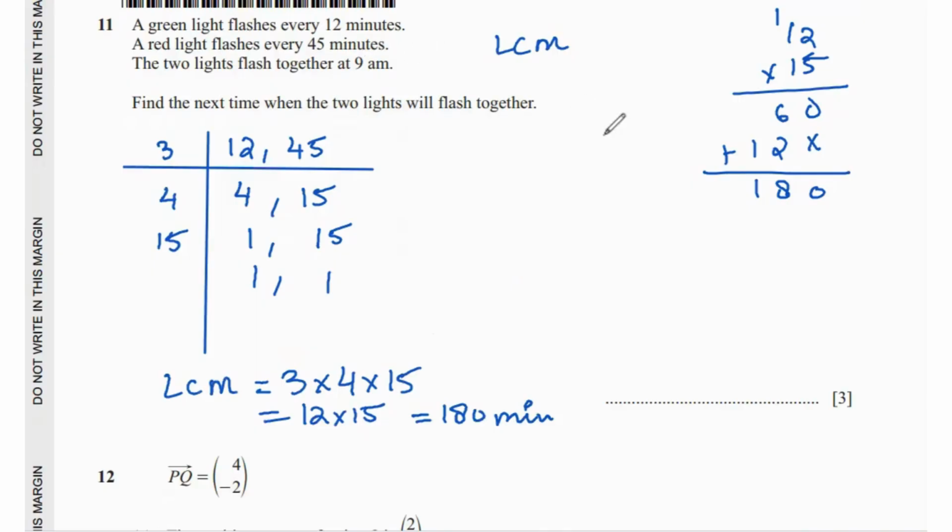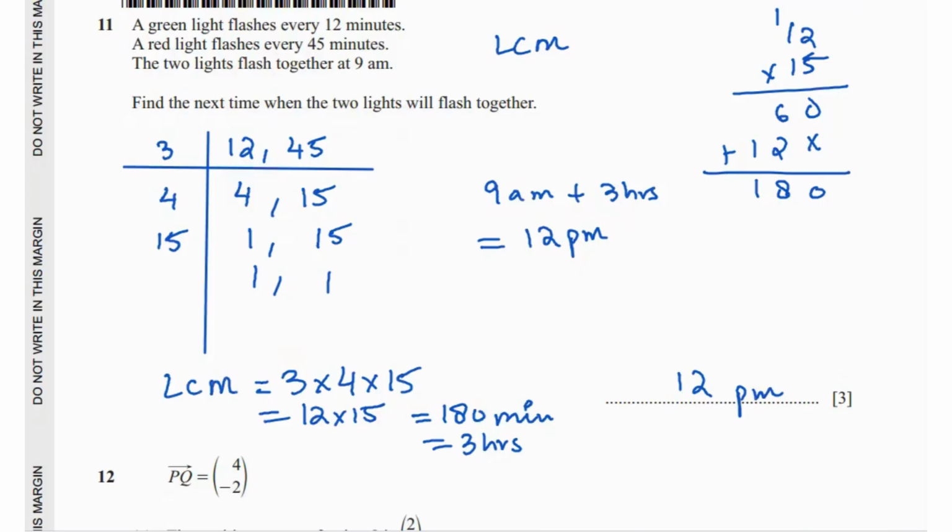After 9 a.m., that's 3 hours basically, because 180 minutes equals 3 hours. So 9 a.m. plus 3 hours is going to be 12 p.m. That is your final answer.